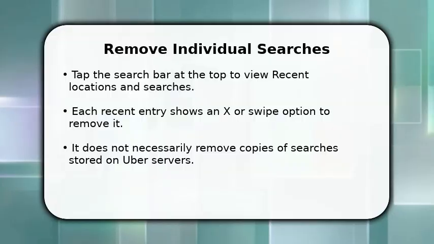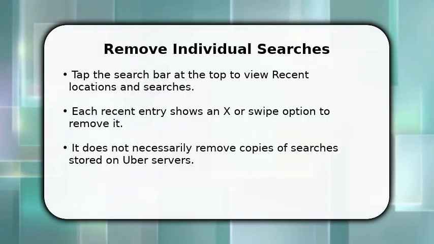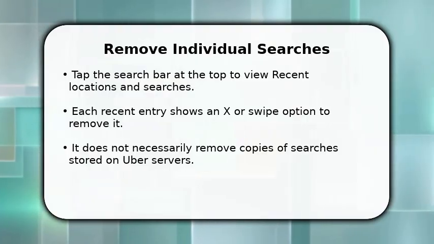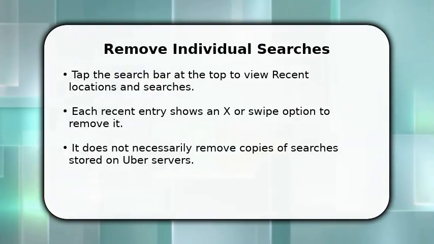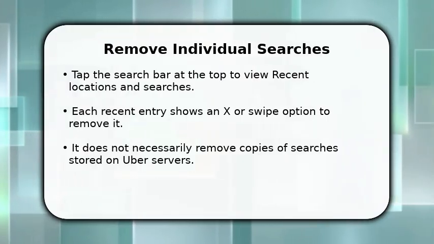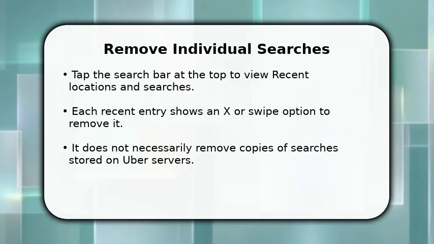Enjoy the video. Open the Uber app on your phone and sign into your account. Tap the search bar at the top to view recent locations and searches. Each recent entry shows an X or swipe option to remove it. Tap the X or swipe left and confirm deletion when prompted. Repeat for each entry you want to remove from local search history.